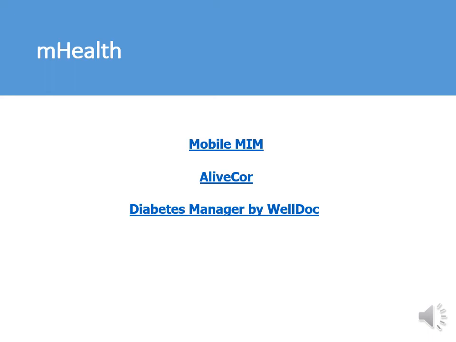Diabetes Manager by WellDoc works by capturing blood glucose information and transmitting it in real time. WellDoc's system analyzes the data and offers a personalized coach to help patients manage their medication and treatments. It also promotes interaction between healthcare professionals and patients by assessing where users need the most help.